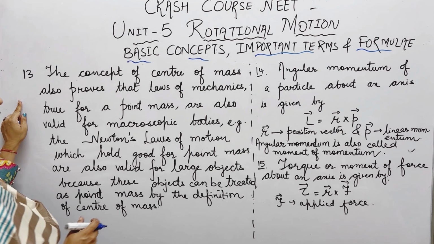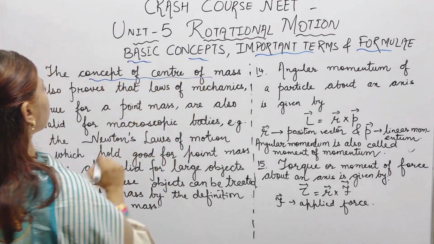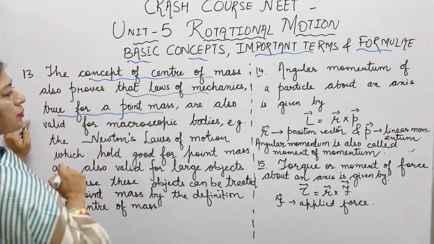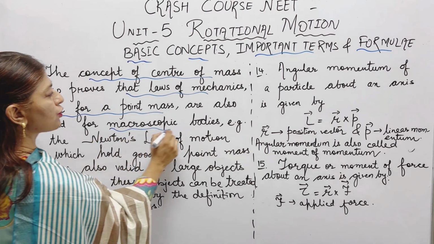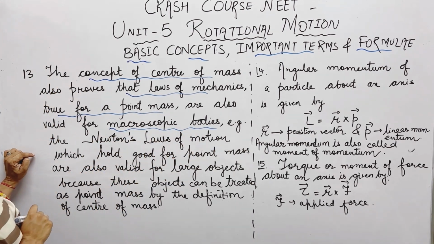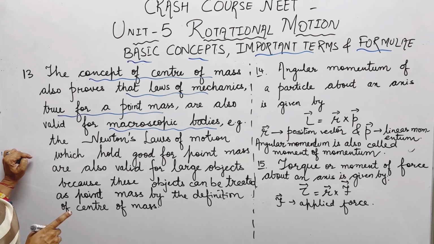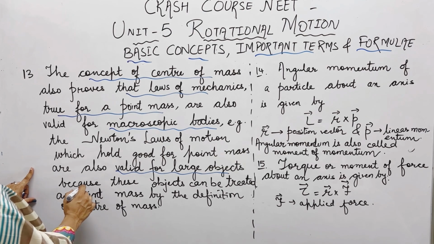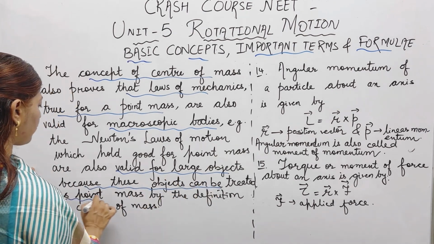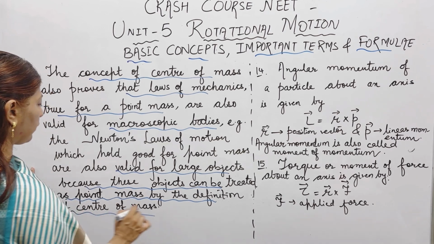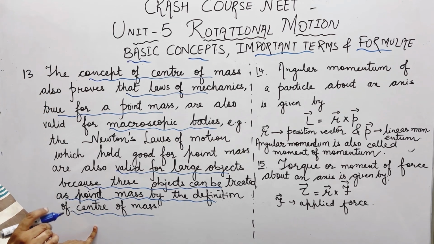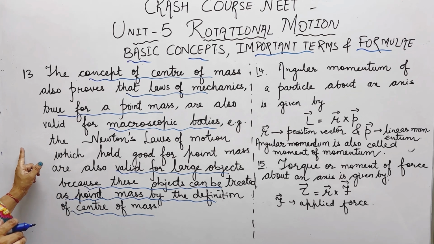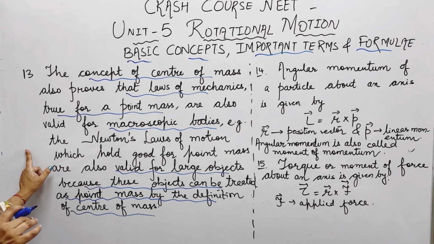This is a very important thing about the concept of center of mass. It proves that the laws of mechanics, as they are true for a point mass, are also valid for macroscopic bodies. For example, Newton's laws of motion, which hold good for a point mass, are also valid for large objects like planets and all. Because of this, objects can be treated as point mass by the definition of the center of mass. Center of mass considers the body to be a point mass, and because of that, these laws of mechanics can be taken for macroscopic bodies also.